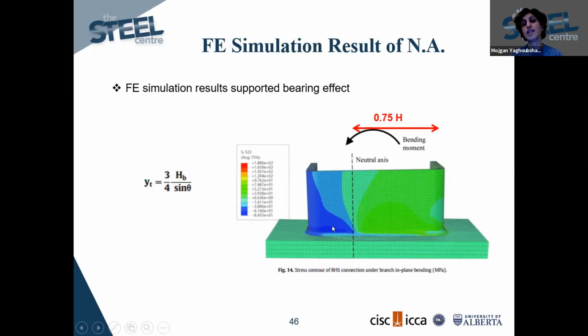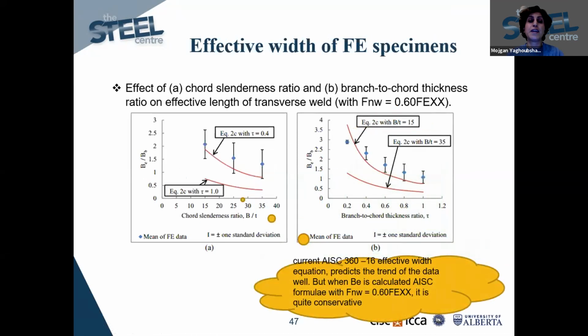And if you see, these blue contours are compression force, and these green contours represent the tension force, and this is the location of the neutral axis, which matches what was calculated based on those three equations.